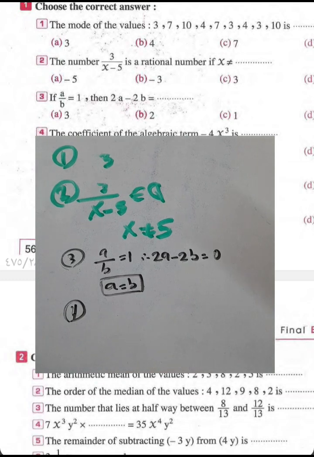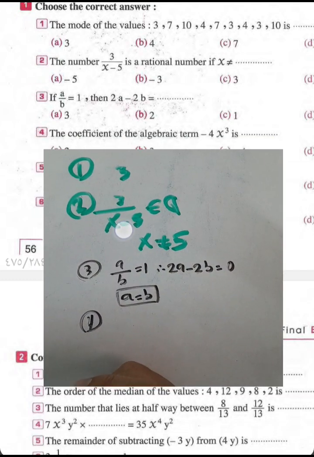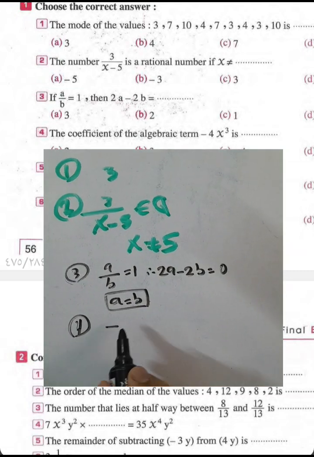Question number 4. The coefficient of the algebraic term negative 4x power 3 will be negative 4. Negative 4, we call this the coefficient.